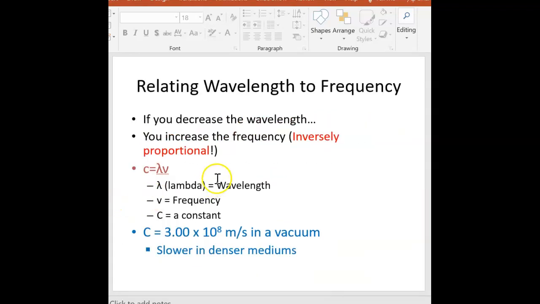All right, so we're going to relate these two. Okay, relating wavelength and frequency. If you decrease the wavelength, you increase the frequency.